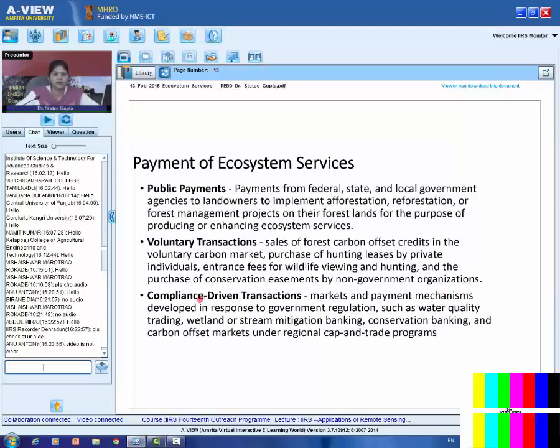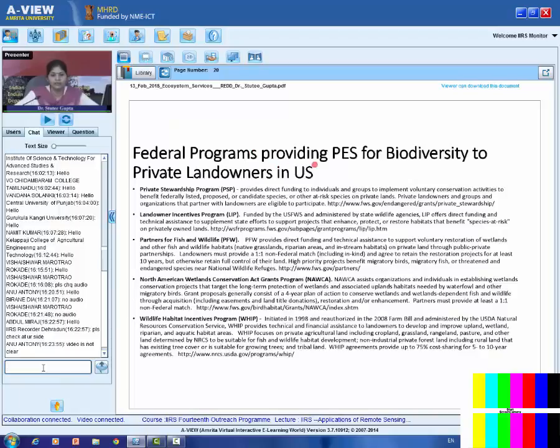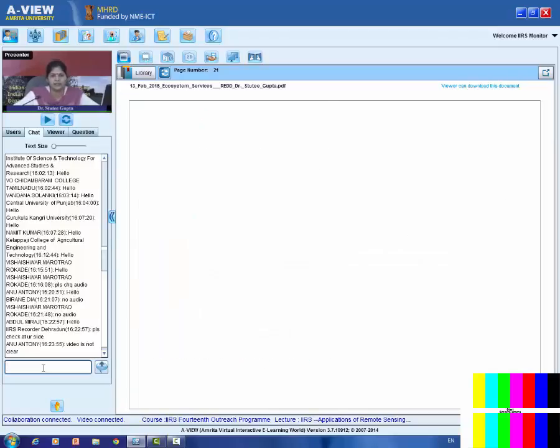There is another method of payment of ecosystem services which is the compliance-driven transaction. In this, markets and payment mechanisms are developed in response to government regulation, such as water quality trading, wetland or stream mitigation banking, conservation banking, and carbon offset markets under regional cap and trade programs. In the US, these have been in place for a long time, and there are various mechanisms which exist there. We don't have sufficient time to go into the details of everything, so I have provided a brief description with the web link for further reading by the participants.